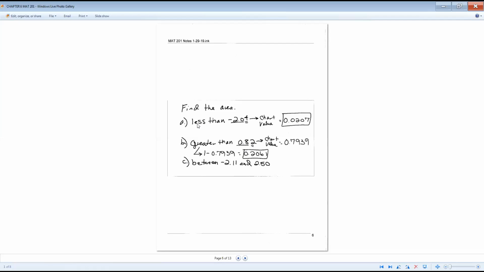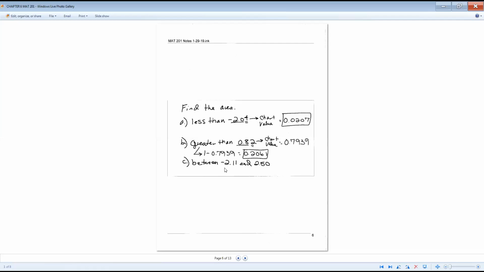The first question asked about less than, so the chart value was good enough. But the second question asked about greater than, so that means I need to take the 0.7939 and subtract it from 1 to get the value that's greater than.